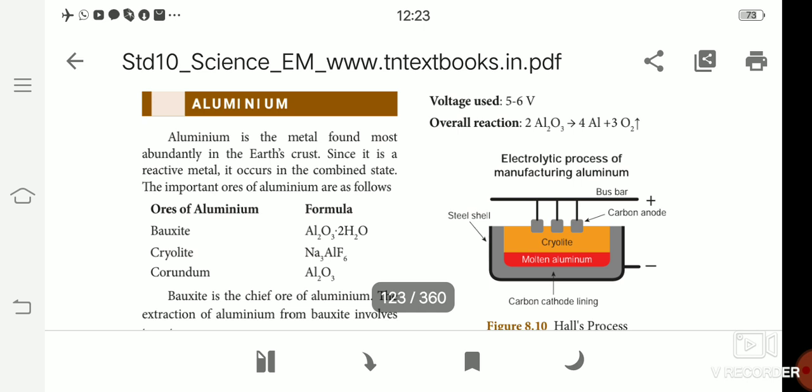The aluminium is deposited at the cathode, and the oxygen gas is liberated at the anode. The oxygen combines with graphite to form carbon dioxide.